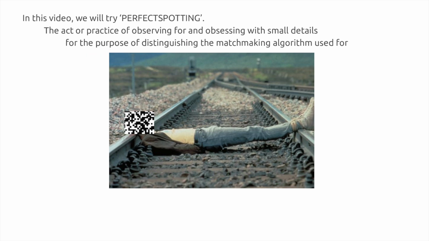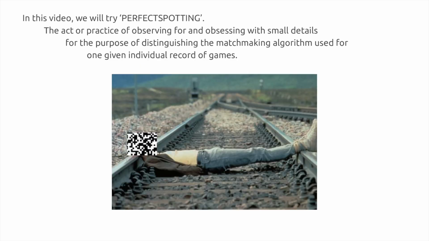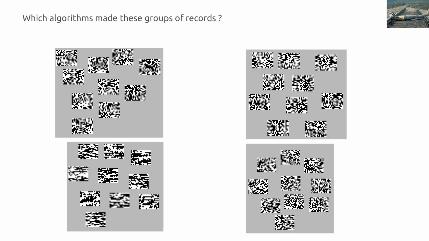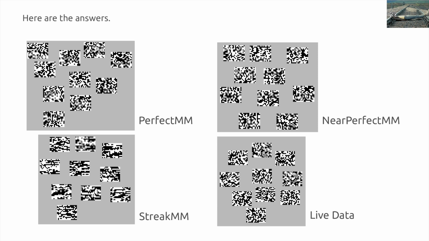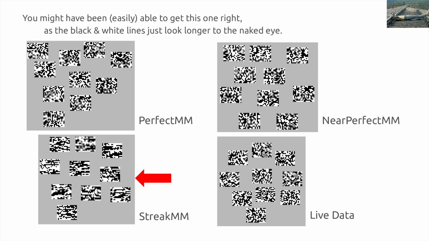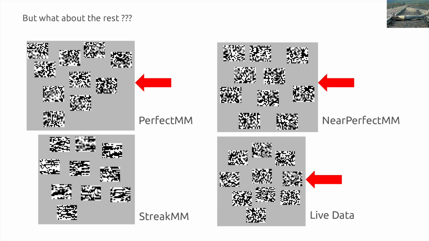the purpose of distinguishing the matchmaking algorithm used for one given individual record of games. Guess which algorithms made these group of records? Can you tell just by looking? Here are the answers. You might have been able to get this one right, as the black and white lines just look longer to the naked eye. But what about the rest? Even with only 10 samples each, they look so similar.